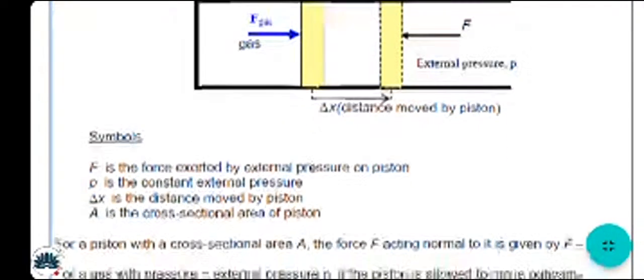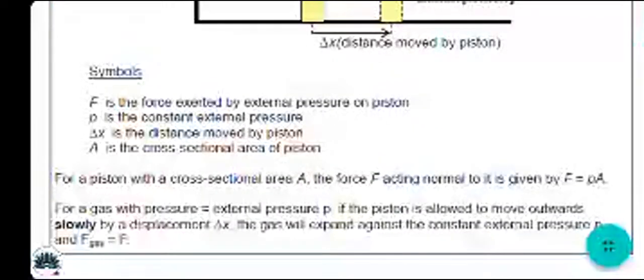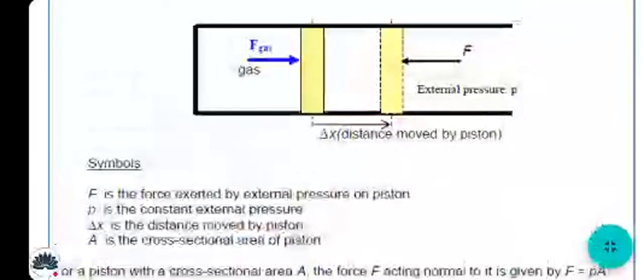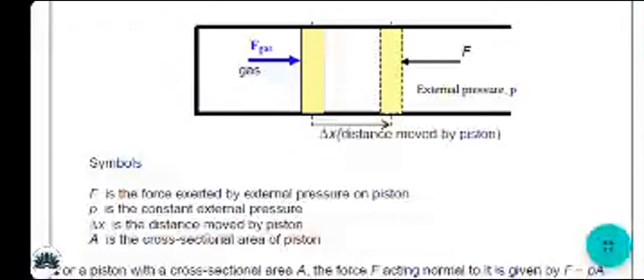All right. For a piston with a cross-sectional area A, the force F acting normal to it is given by F is equal to PA. Meanwhile, force is equal to pressure multiplied by cross-sectional area. This is the first equation. Keep this in your mind. So how can you calculate the force? You can calculate the force by the external pressure on the particular area.